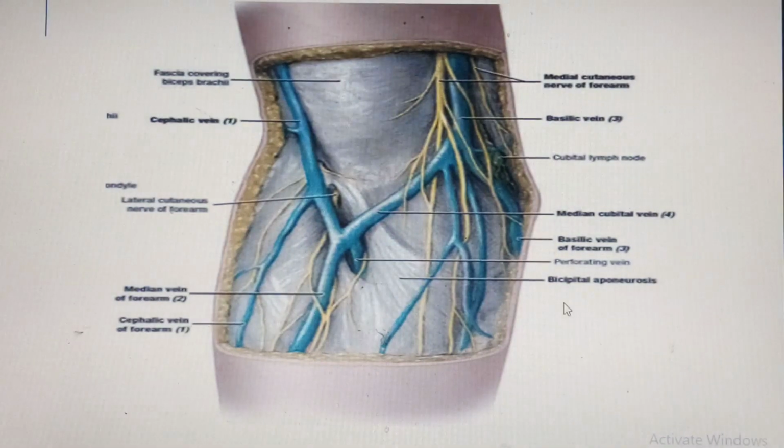Let me use another illustration. If I have the skin and I cut through it, then deep to it I have the superficial fascia, and the superficial fascia will contain these veins. This one is the cephalic vein of the arm, laterally, then the basilic vein of the arm. Similarly, we have the cephalic and basilic veins of the forearm. They join around the mid area, and this connection between them is what we call the median cubital vein.